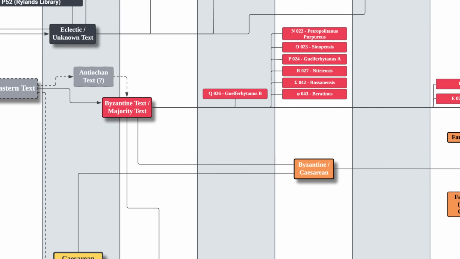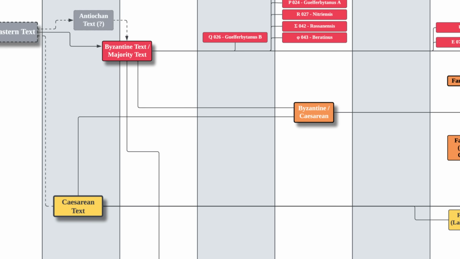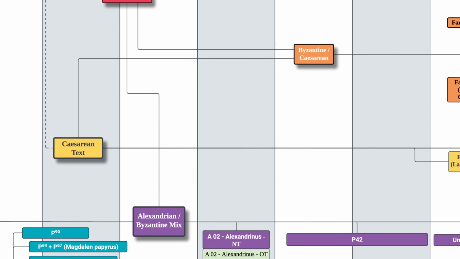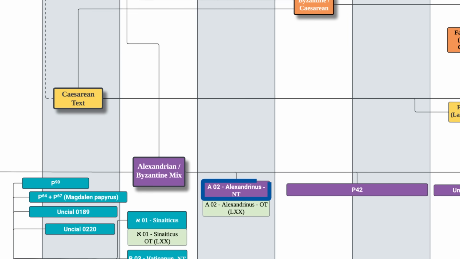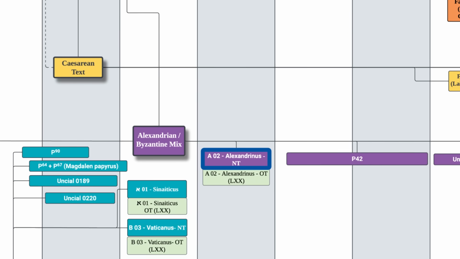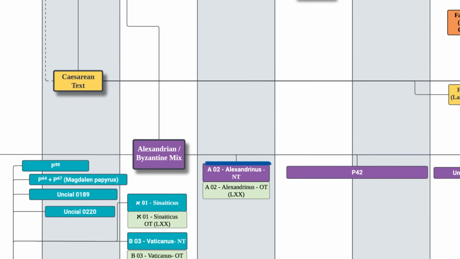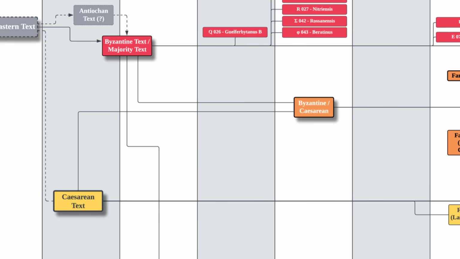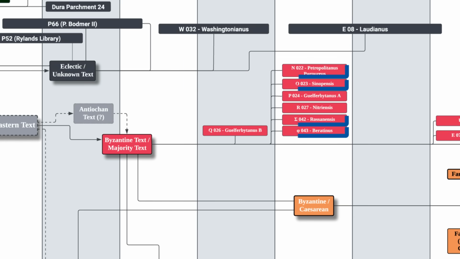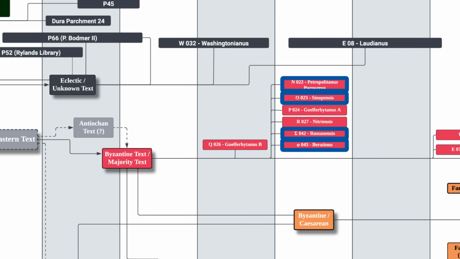So the earliest substantial Byzantine witness is actually from a full codex, the Codex Alexandrinus, dating to the 5th century. The reason it's shown in purple is because it's of a mixed type. Basically, the Gospels are Byzantine, and the rest of the New Testament is Alexandrian. The next oldest examples of the Byzantine text type are these uncials, made in the 6th century.